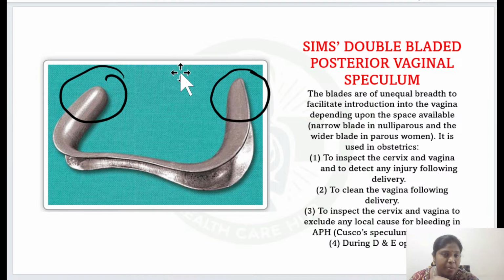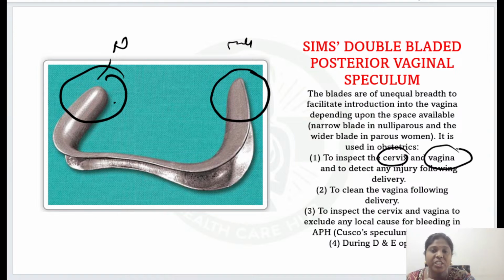In the vaginal wall, on the posterior side, they are going to place it. These two blades will be unequal in size, one for nulliparous women, the other for multiparous women, especially to inspect the cervix and vagina, to detect any injury following the delivery, and to clean the vagina following the delivery and inspect the cervix. Understood? So, this is called the Sims double-bladed posterior vaginal speculum. In any viva or interview, if they ask, you should say the complete name, not Sims speculum, but Sims double-bladed posterior vaginal speculum.